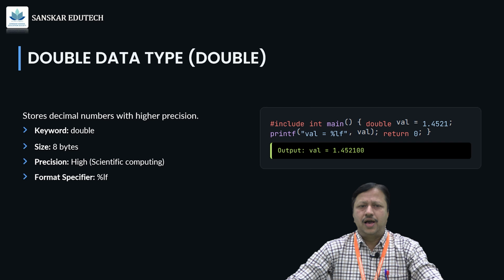For example, #include <stdio.h>, int main(), double val = 1.4521; printf("val = %lf", val); return 0. So the value that will be printed is 1.452100.